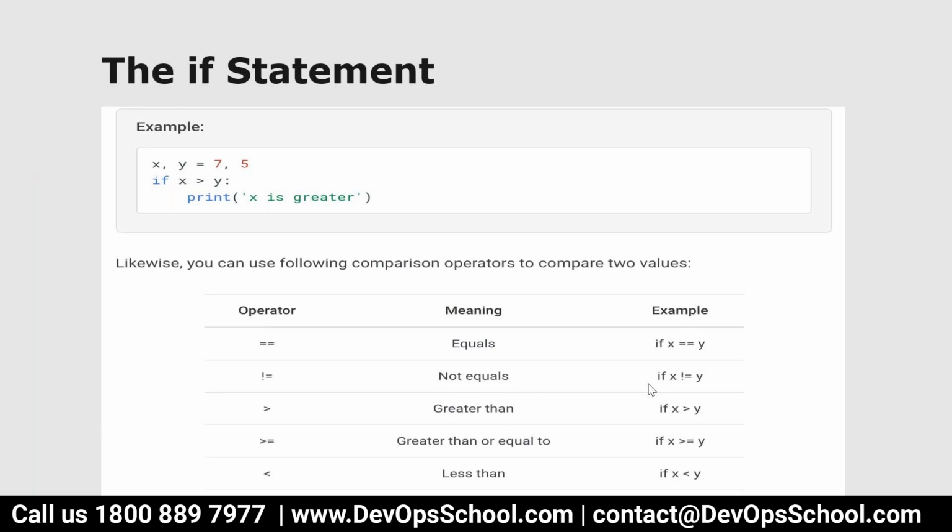So here x and y are set with the integer values 7 and 5. And if x is greater than y, which is basically true, then it will print that statement, print x is greater. So this is the way you can specify the statement. You have to use an assignment or comparison operator for that.